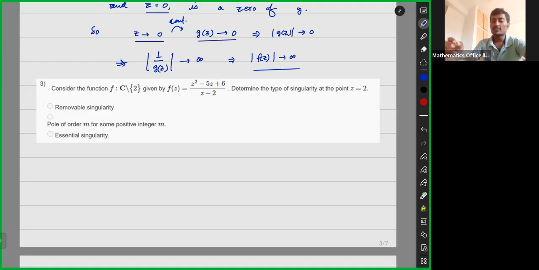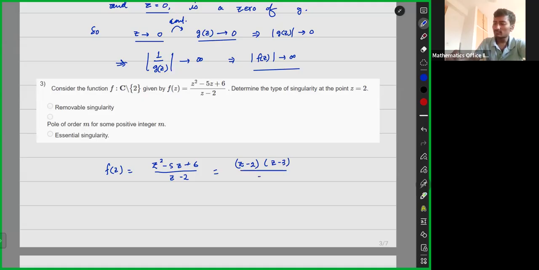In the case of polynomials, we have already seen that when our field is the complex numbers, we can factorize them into linear factors. So the numerator can be factored. f of z can be written as z squared minus 5z plus 6 over z minus 2. The factors of the numerator are z minus 2 and z minus 3, divided by z minus 2. Take g of z equal to z minus 3.